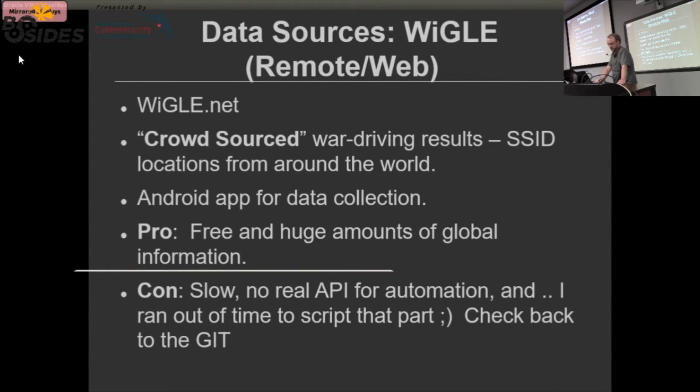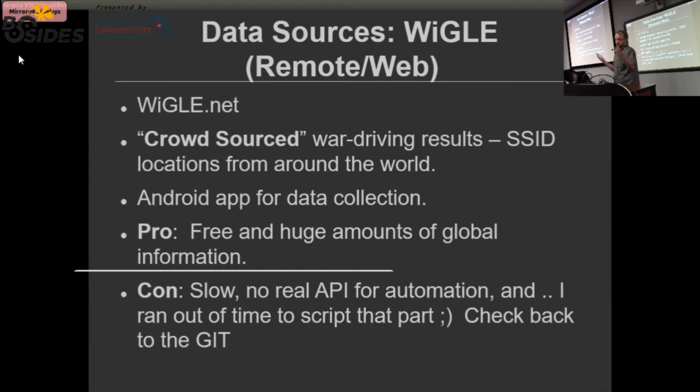WIGLE, a data source. I'm guessing a lot of you, if not everyone, has heard of WIGLE. WIGLE's awesome. WIGLE is crowdsourced war driving. This is a website where people go around war driving, just collecting SSIDs being broadcast from access points and geolocations, and then they upload it to this site. You have to have an account to go on and actually do a search. The account is completely free. They hand you an Android app for data collection, so you can just download it for free and start collecting.